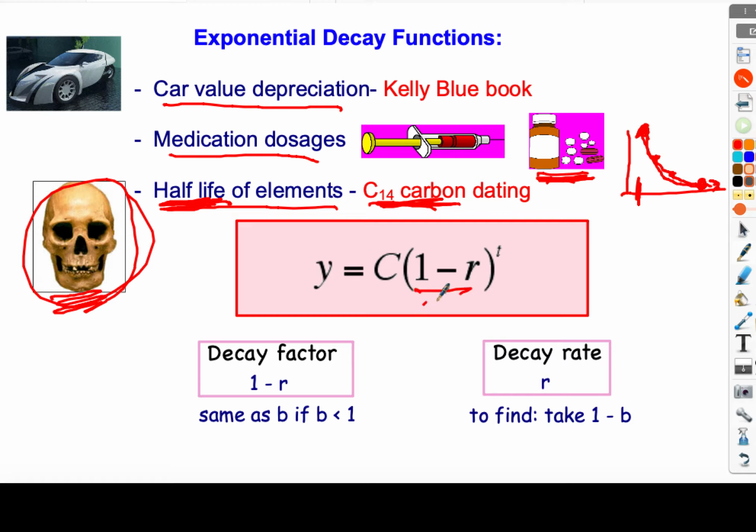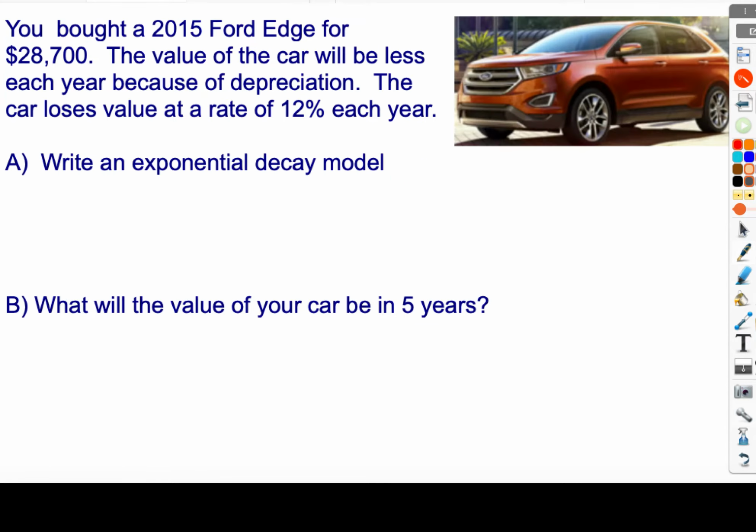Again, the major idea: 1 minus r is going to be our decay function. Decay factor is 1 minus r, same as b in our old y equals a b to the x. If b is less than 1, then every time we multiply by that fraction, times a half, times a half, times a half, we're going to get a smaller and smaller number. Your decay rate, just r, is still a percentage, though. It's still a certain amount that's going to disappear. Let's see what that looks like.